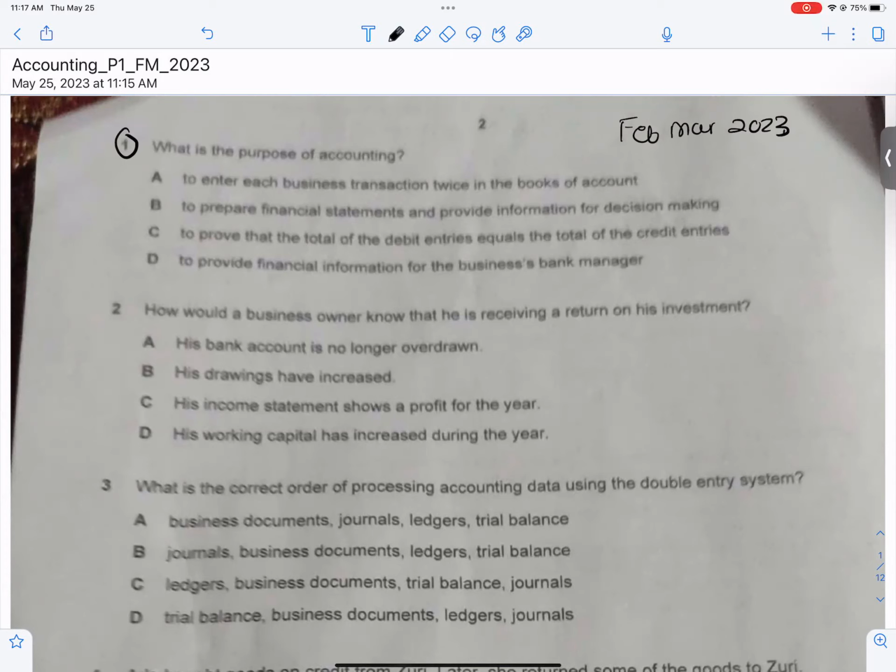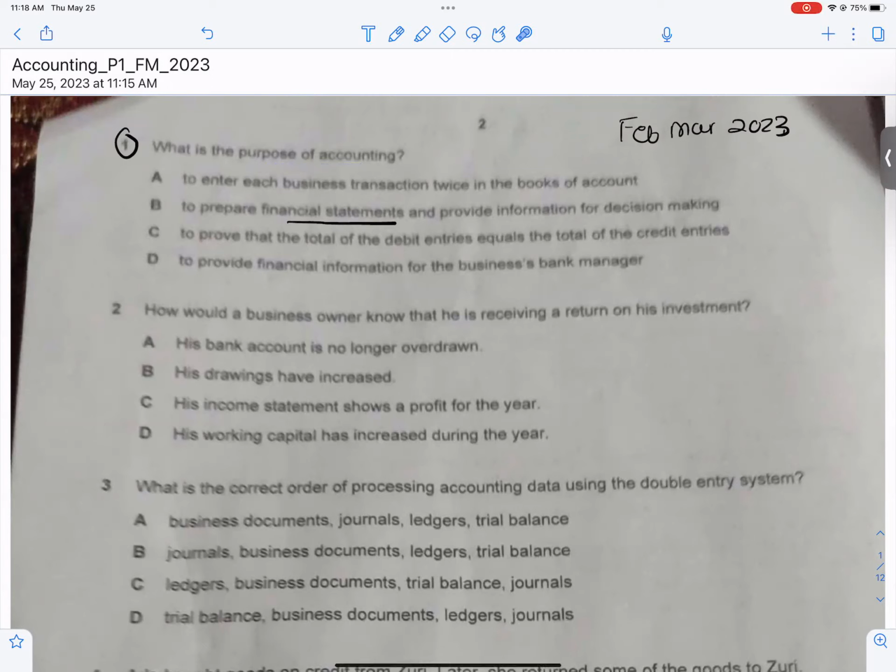To enter each business transaction twice in the books of account, to prepare financial statements and provide information for decision making, to prove that the total debit entry is equal to total credit entries, to provide financial information for the business's bank manager. So what would be the purpose of accounting?